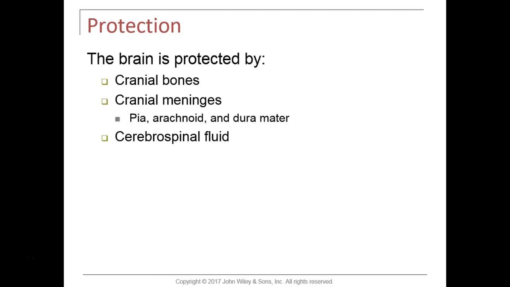The brain, like the spinal cord that we covered in chapter 13, is protected by several structures. The brain is, as you well know, surrounded by the cranial bones, part of the cranium and in the skull. There are connective tissue membranes that surround the brain, the same ones that surrounded the spinal cord: the pia mater, the arachnoid mater, and the dura mater. And then we're going to talk about cerebrospinal fluid and where it's made and where it circulates in and around the brain.